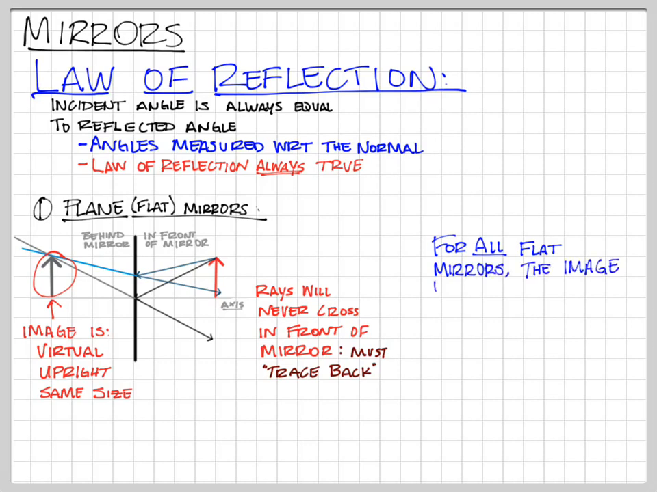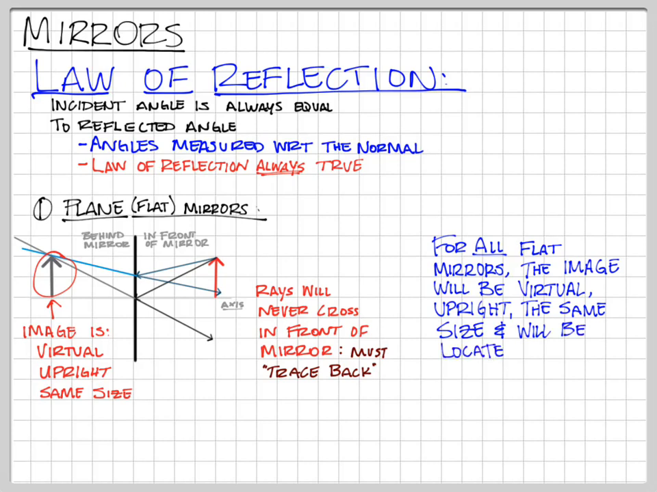The image formed by a flat mirror will always be virtual, upright, the same size, and it's going to be behind the mirror. Every single time. This is how plane mirrors work. Plane mirrors are easy.